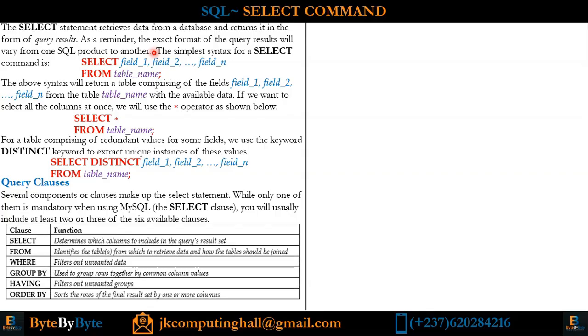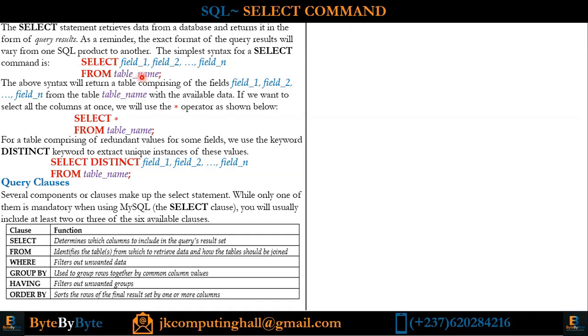You have the select, which is used to determine which columns, that is the fields, to include in the query result. We have from, which identifies the table, because I said that we can use this syntax: from table name does not mean that it's only one table, it can be several tables. Just that for this case, we focus on single table queries. So the from is used to identify the tables from which we retrieve data and how the tables should be joined. Where is used to filter unwanted data.